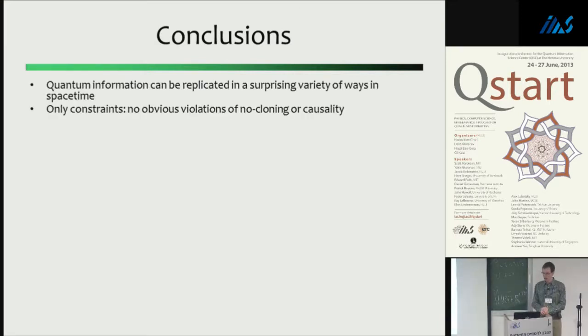So what have we learned? I think what we've learned is that, with what I think is a sensible definition of what it means to replicate quantum information in space-time, there are actually a very interesting variety of ways that it can be done. And the only constraints on the ways that quantum information can be replicated in space-time are the simplest, most obvious ones, right? Very obvious violations of no cloning and causality.